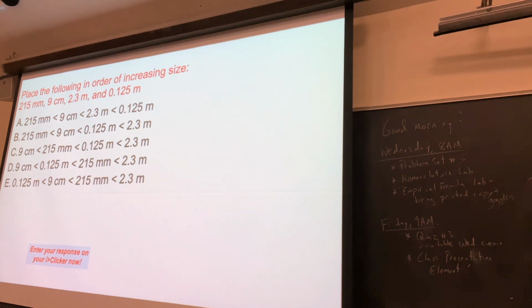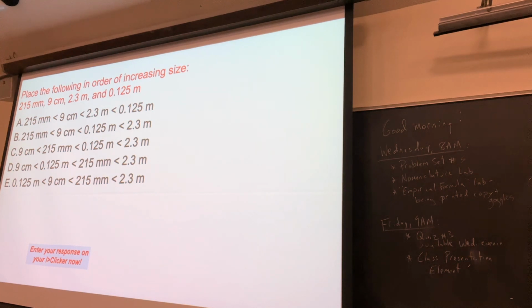Here's a similar kind of problem, but this time it's with lengths. These are all lengths because they're meters. But you see here there's millimeters, centimeters, et cetera. I'd like you to put these in increasing size, so smallest to largest. So again, same kind of problem, you just need to convert over.